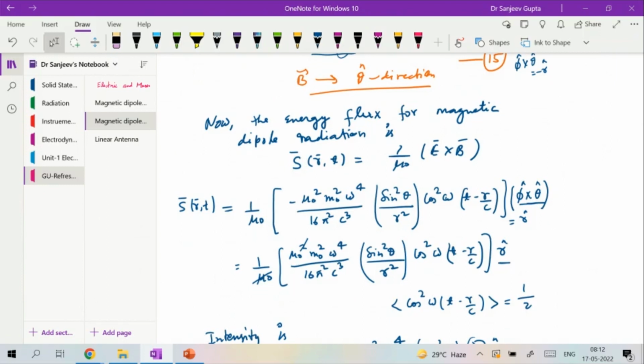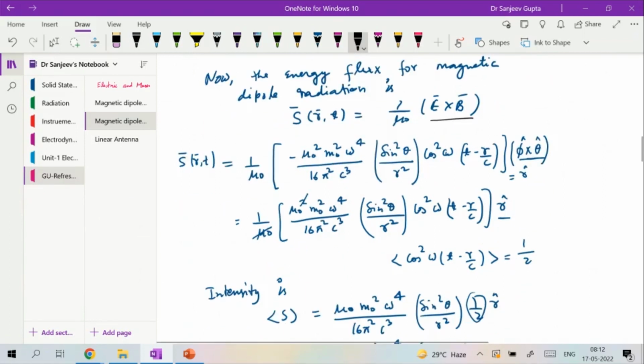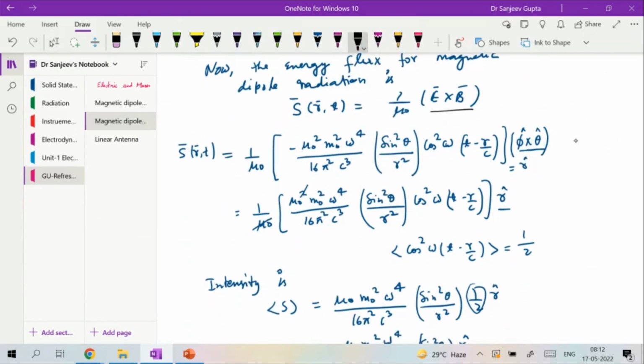So the first step, I need to calculate the energy flux for magnetic dipole radiation. That is simple using the Poynting vector theorem: 1 upon mu 0, E cross B. We know E, so I take 1 upon mu 0 out, put down the electric field and the magnetic field, and multiply both. I just have to consider that phi and theta always give you the R component.